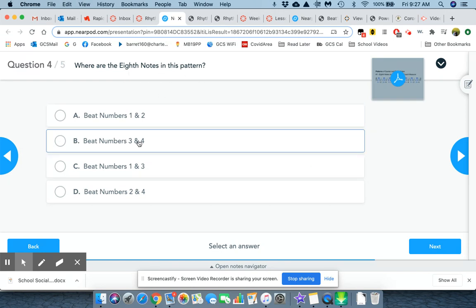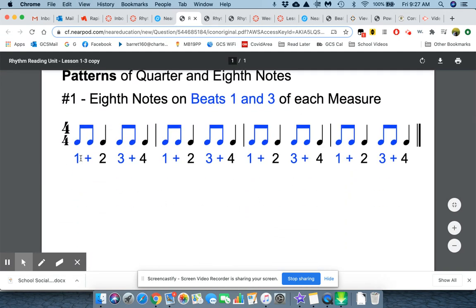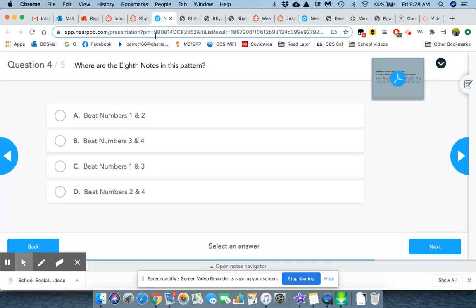Where are the eighth notes in this pattern? Okay, so I'm looking right here. Here are the eighth notes, solid with a stem and a beam across the top. They happen on 1, not here, and they happen on 3. It happens on 1 and 3. So I go, oh, there's 1 and 3. Go to the next one.